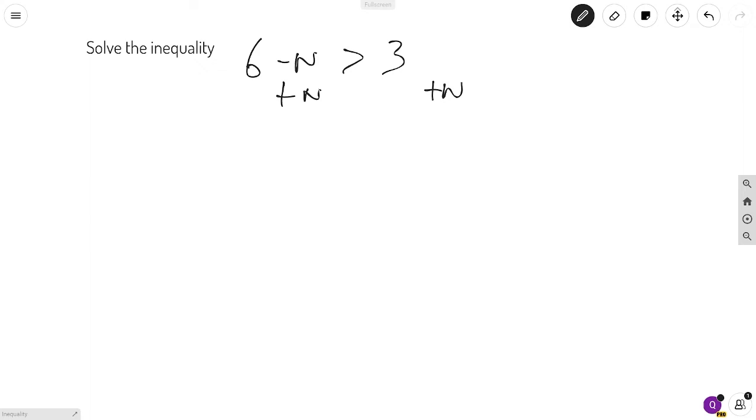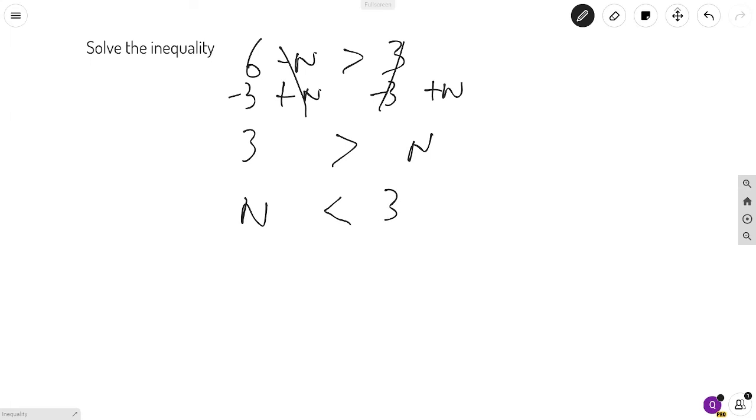And we need to collect all the other number terms on the left hand side. So we need to subtract 3 from both sides of the equation. That leaves us on the left hand side with 6 minus 3 is 3. Minus n plus n cancels out, is greater than. Minus 3 plus 3 cancel out. Plus n is just n. And that's our answer. 3 is greater than n. We can also write that as n is less than 3.